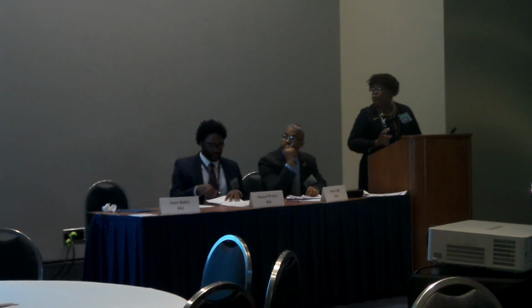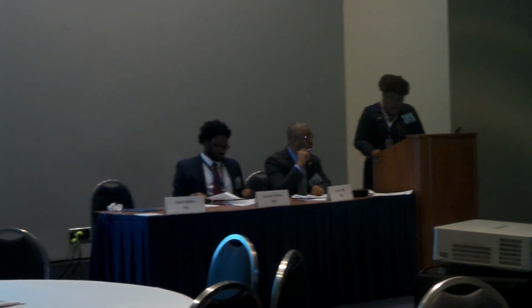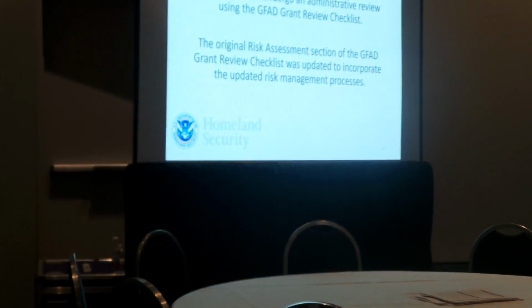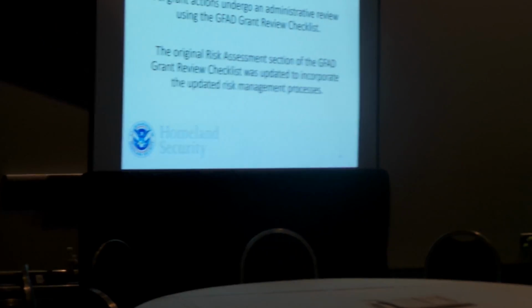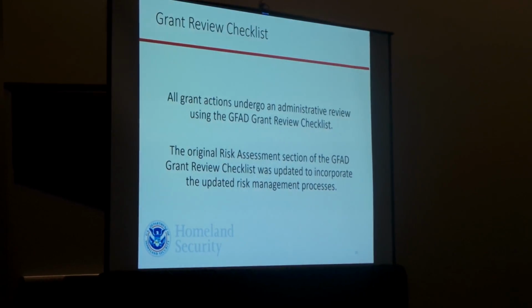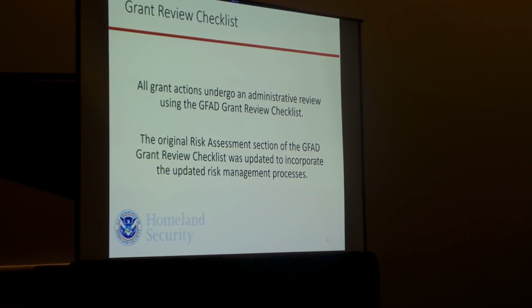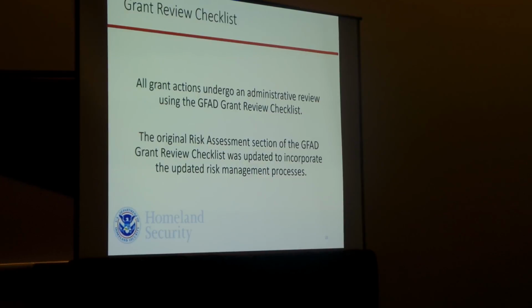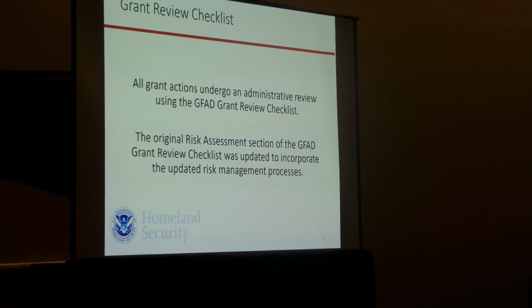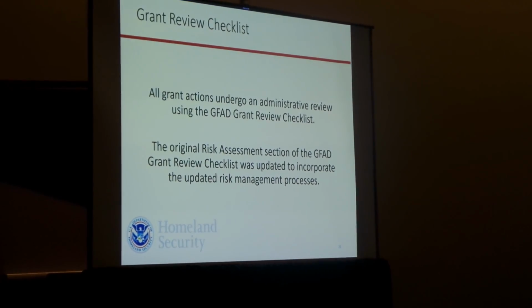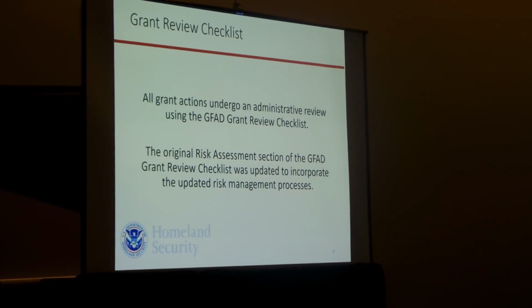I'm going to condense, or highlight, four areas for the grant review checklist. And those areas are risk mitigation. First, we're going to look at the grant checklist. We're going to look at risk mitigation, GFAD's internal high-risk list, and award special terms and conditions.